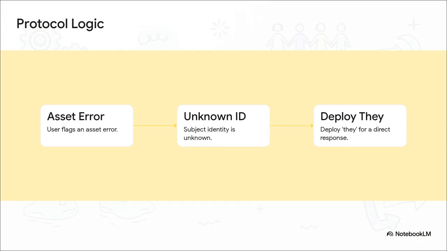So, a super common glitch in day-to-day operations happens when you just don't know the gender of the end user. The old patch for this was that really clunky he or she binary. Instead, let's look at a much more streamlined protocol. Step 1, a user flags an error. Step 2, their identity is unknown. Step 3, you just deploy the singular they. For example, if a user flags an asset error, they should receive a response. It's clean, it's totally scalable, and it removes friction entirely.